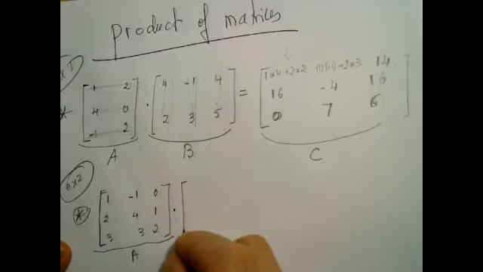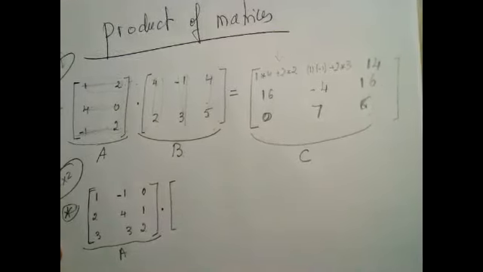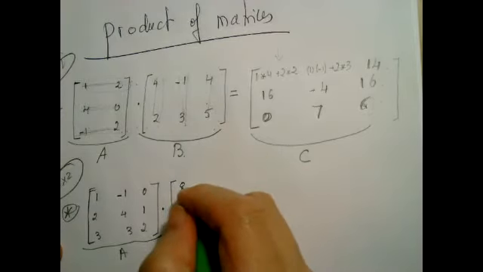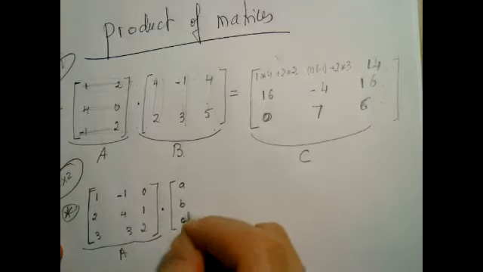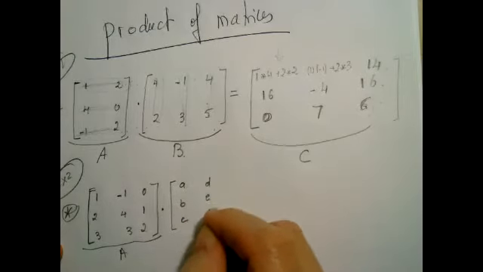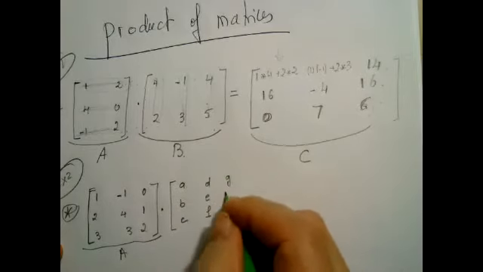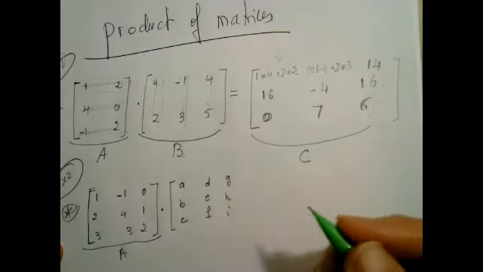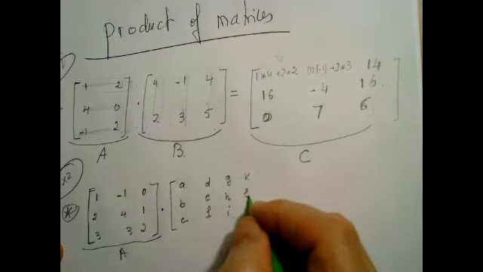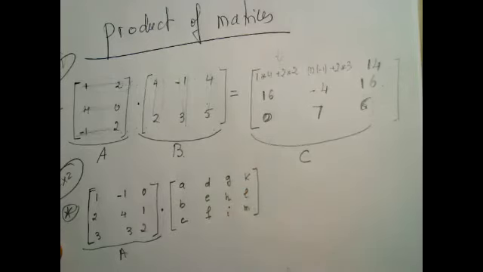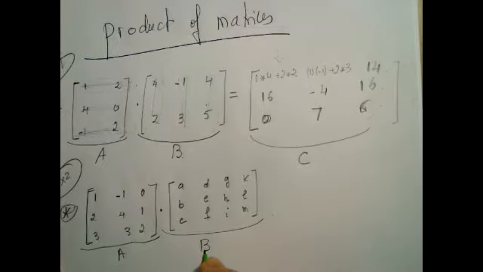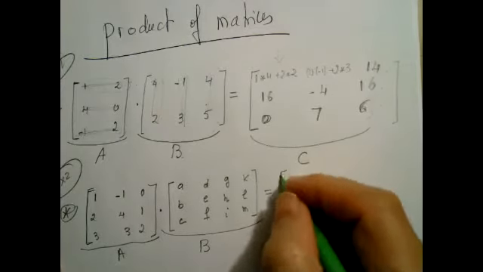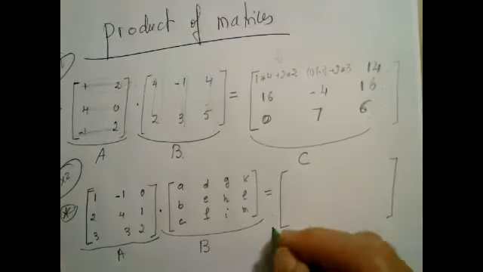And I'm going to multiply it by the following. So B, instead of writing numbers, I'm just going to write letters. A, B, C, D, E, F, G, H, I, whatever, K, L, M. It doesn't matter, numbers or letters. And this is my B. And I'm going to multiply them, and I'm going to get a matrix C.